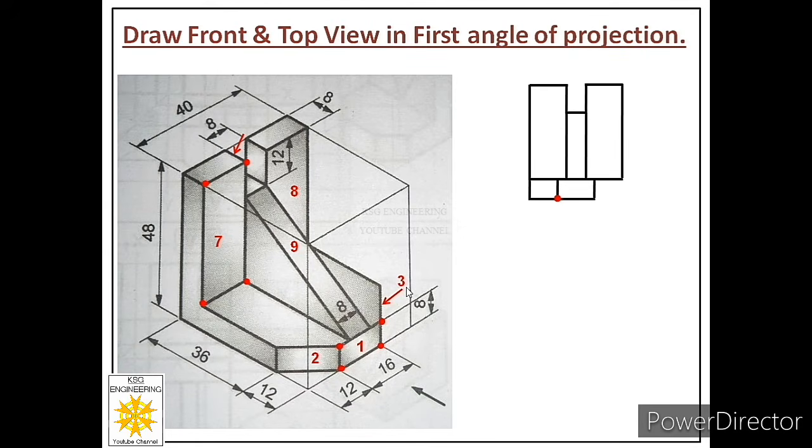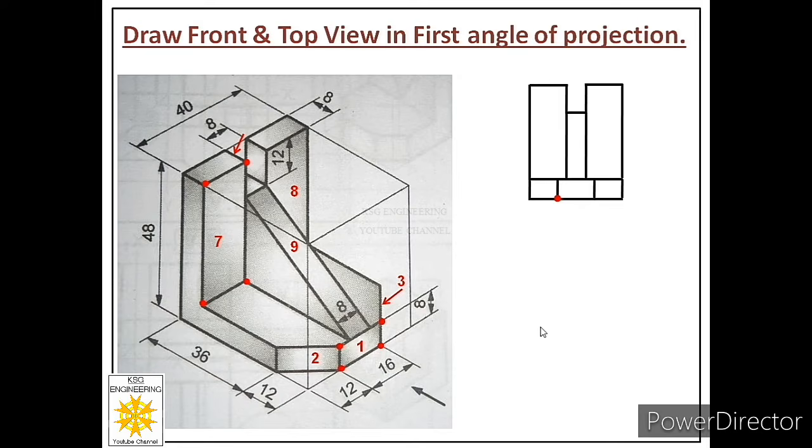Now after that we will plot face number 3, and face number 3 is exactly similar to face number 2. It means for that, from this end we will draw a thick line of 12 millimeters on the other side, and we will connect these 2 points to get the height of that face, that is face number 3. Now you can see we are ready with the front view of this particular object.